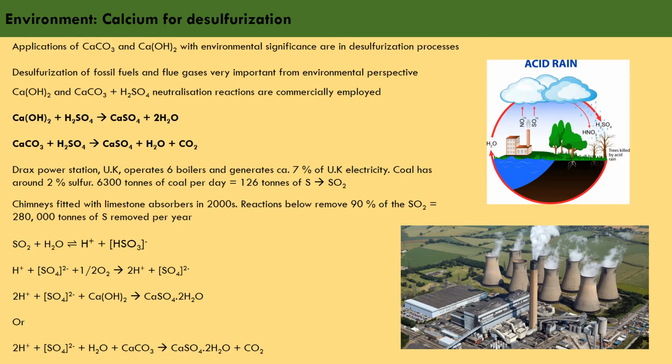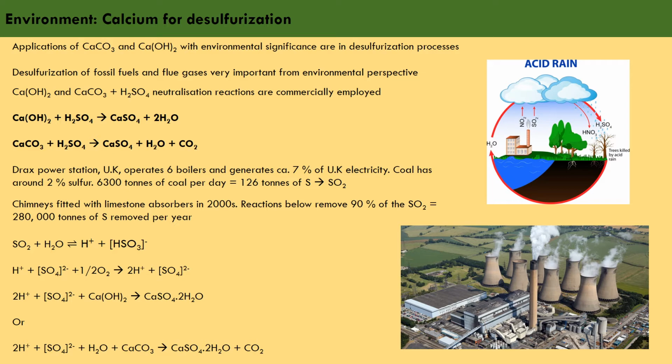So it's really important that when we burn fossil fuels, and unfortunately we still are burning fossil fuels, the combustion products that are produced are desulfurized, and you can use calcium hydroxide and calcium carbonate to neutralize the sulfuric acid that's produced in these processes. So you can see there that calcium hydroxide and calcium carbonate will react with sulfuric acid to produce calcium sulfate. Of course, that takes the sulfuric acid out of the environment.